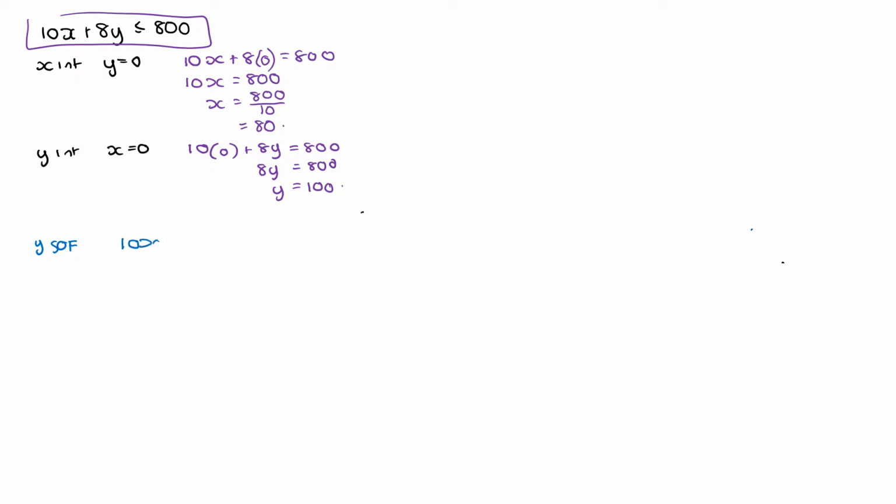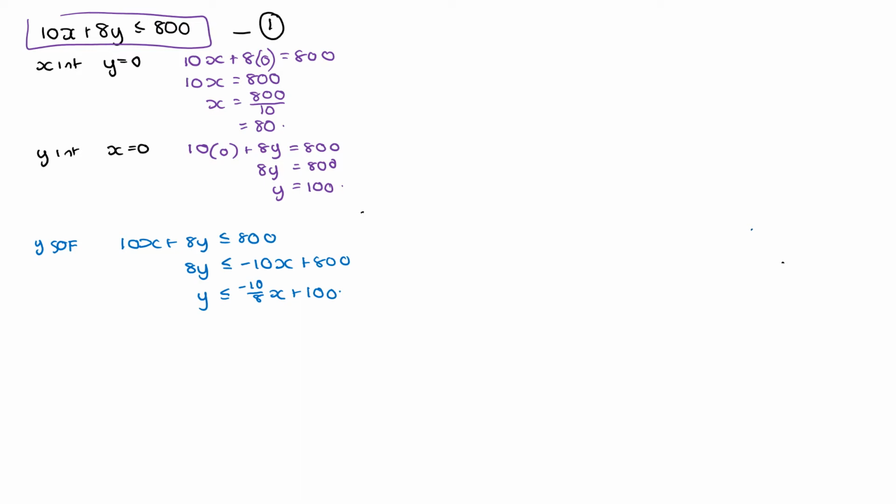We have 10x plus 8y is less than or equal to 800. So we have 8y is less than or equal to minus 10x plus 800. And then we divide through by 8. So we have y less than or equal to minus 10 over 8 x plus 100. Okay, so that is all our first constraint. And I'm just going to put the number 1 over there.